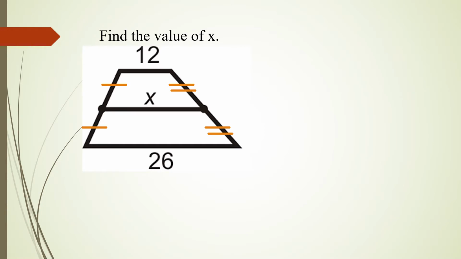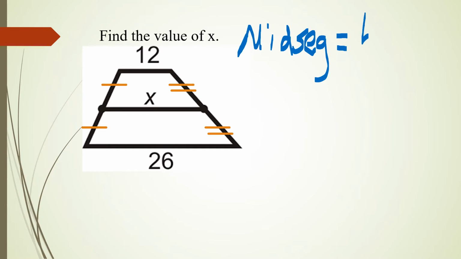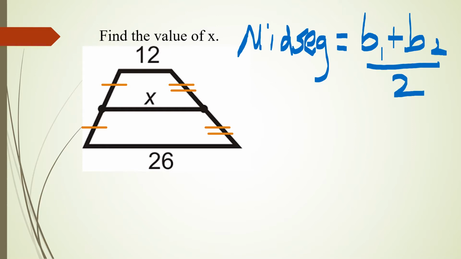In order to find the mid-segment of a trapezoid, it has two bases. So the formula that we're going to use is that the mid-segment is equal to the sum of the bases, so base 1 plus base 2, all divided by 2. In other words, you're finding the average of the bases. And that number we're looking for should be between 12 and 26, halfway.